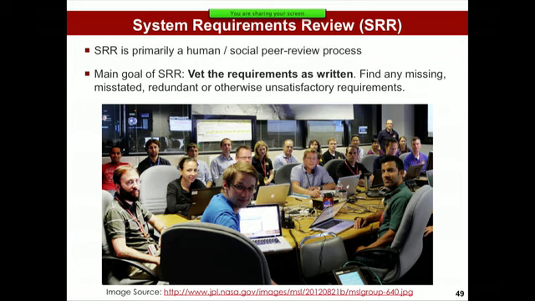And once you have your high-level requirements, SRR is the milestone where you review those, right? So here's an example. It's a peer review process. And the main goal of SRR is to vet the requirements as they were written, to see if you have any missing, misstated, redundant, or otherwise unsatisfactory requirements. This is a picture from JPL, from the MSL mission, actually.